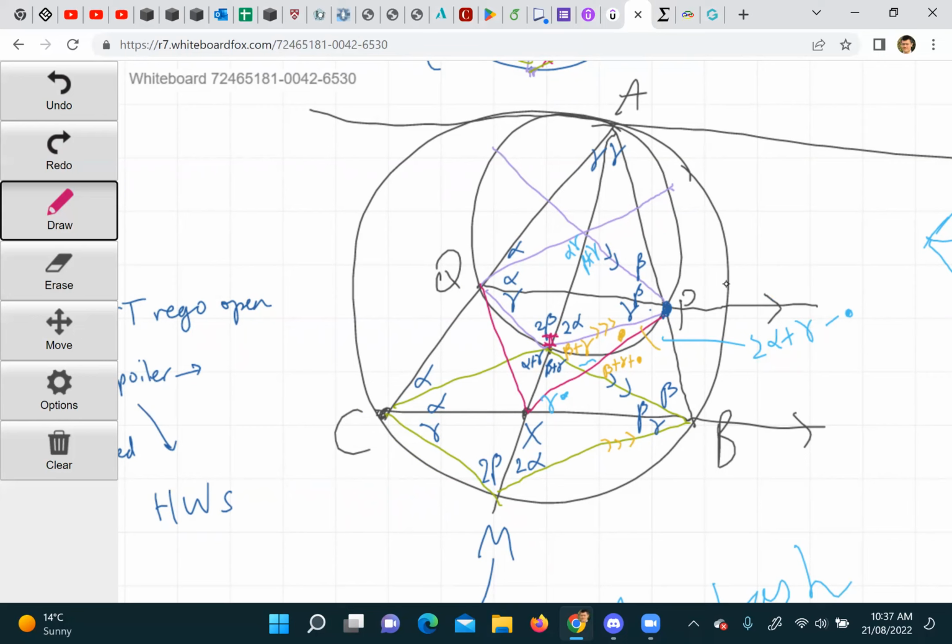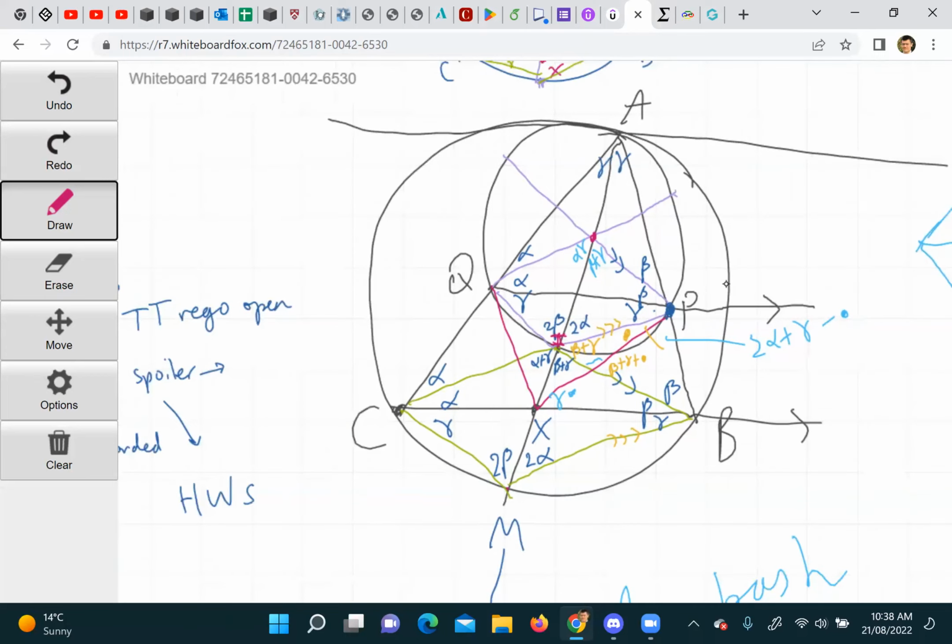For some reason I decided to draw in the midpoint here, and for some reason I decided to join in the I, which is the midpoint there. And for some reason I decided to draw the incenter here as well. And then after that, I was just bashing angles. The nice thing about drawing the incenter there is you can use betas instead of half betas.